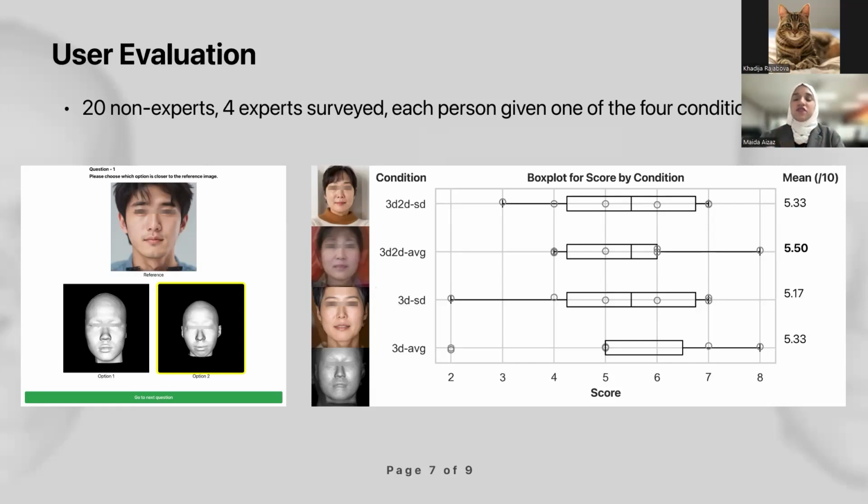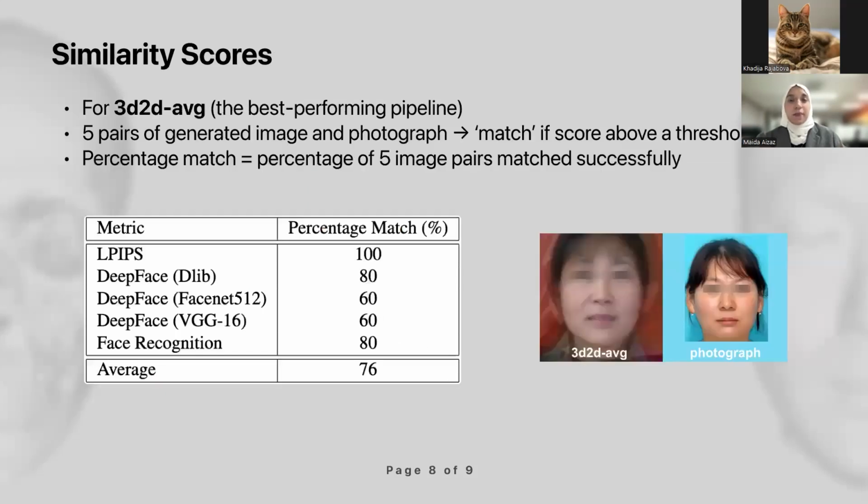Now, the results of this can be seen in the box plot here. Once again, we've put the conditions and the respective images just to remind you guys which one is which. And as you can see, the 3D 2D average, the second one, is the most right skewed, and it also has the highest mean out of 10. So we've established that it is perhaps our best performing one, which is why when we went ahead and conducted the second evaluation with similarity scores, we chose 3D 2D average to conduct this on.